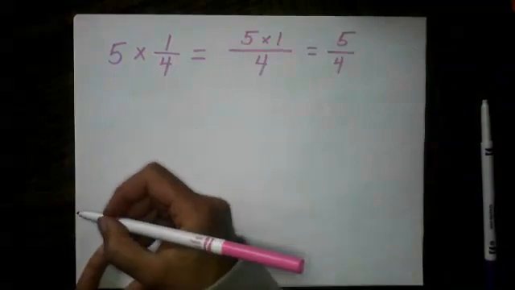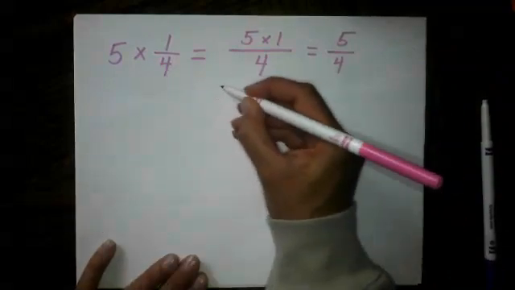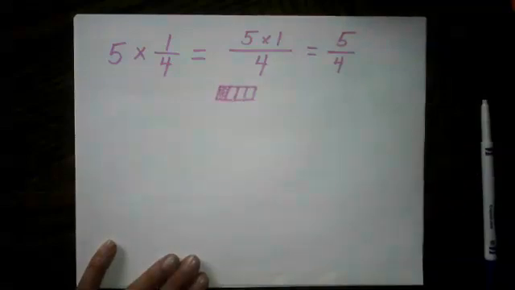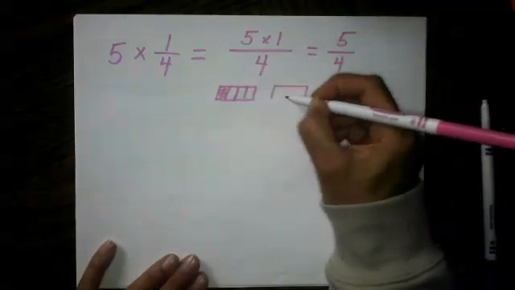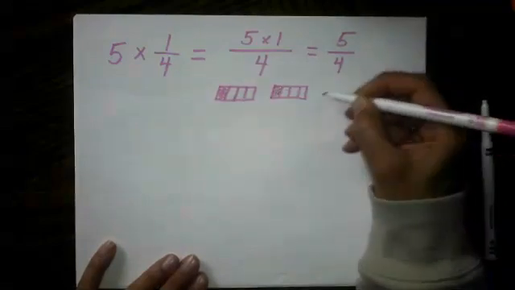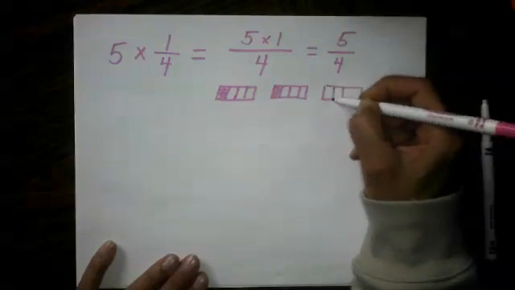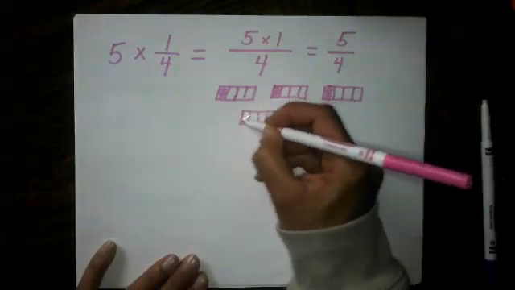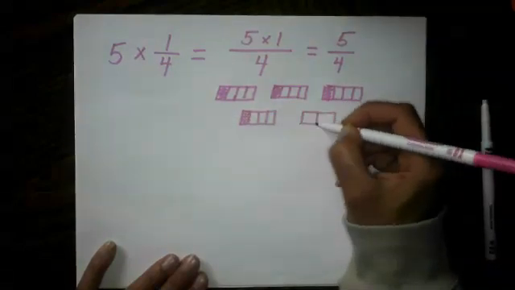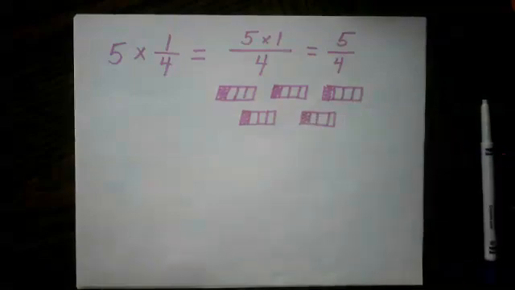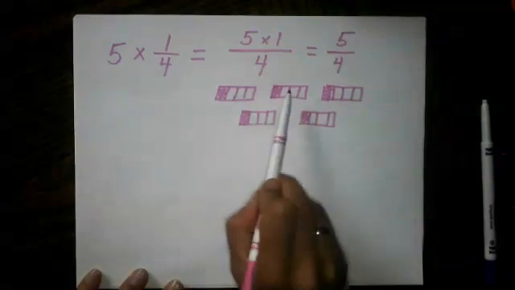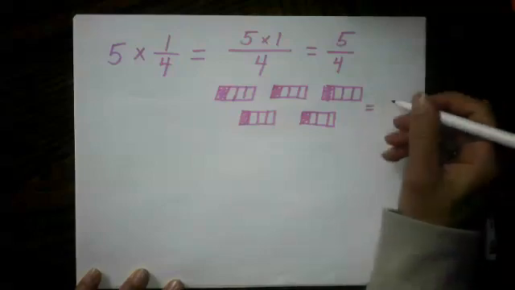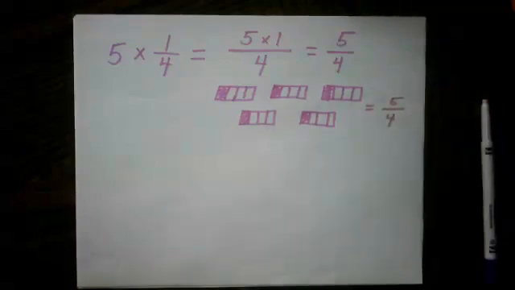Now I could take this and draw a picture of it again. Think about what 1/4 looks like. That's what 1/4 looks like. So I need that 5 times. All right, so that would be 1/4 5 times, and once again I get 1, 2, 3, 4, 5/4. And our answer is the same.